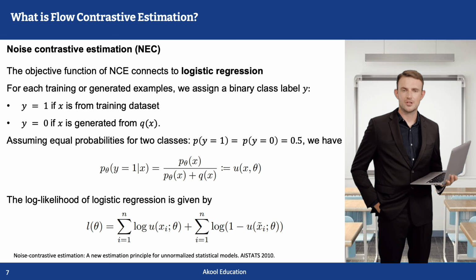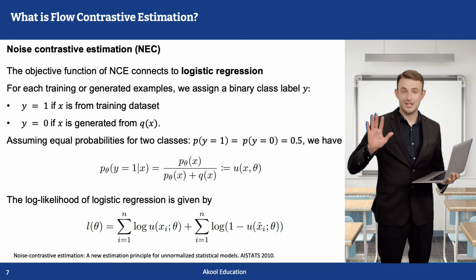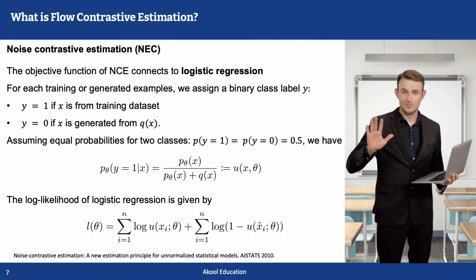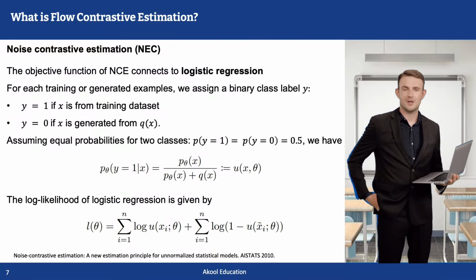The objective function of NCE connects to logistic regression. For each example x, we assign a binary label y. If x comes from the real training dataset, y is equal to 1. If x is generated from the noise distribution, y is equal to 0. We assume both classes are equally likely.